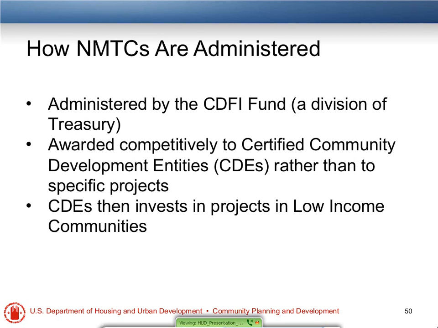The New Markets Tax Credit program is administered by a division of Treasury, the Community Development Financial Institution Fund, and it's awarded each year to certified development entities that apply to CDFI for an allocation of tax credits. So the tax credits are allocated to CDEs, not to projects. CDEs then take their allocation, and they will invest in projects in low-income communities based on their application to CDFI.